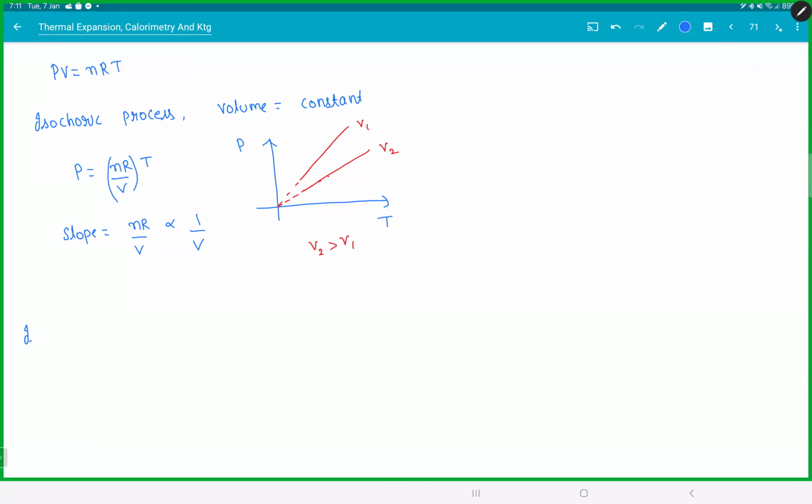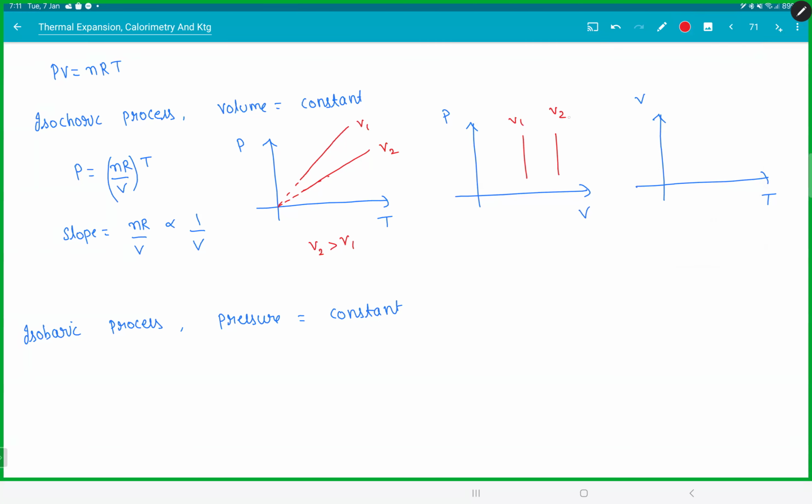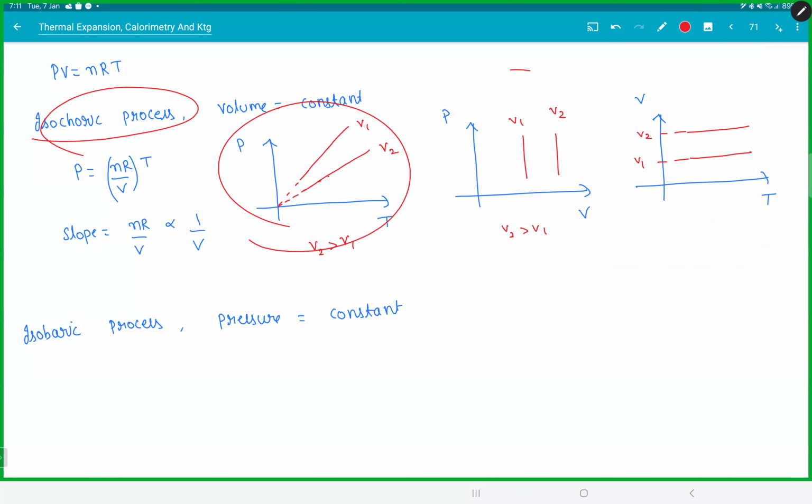How does an isobaric process look like? What is an isobaric process? Pressure is constant. Meaning, if I have to show you a little more, for example, how does it look in PV graph? How does it look in VT graph? In PV graph, it will look like this. V1, V2, V2 is greater than V1. In VT graph, it looks like this. V2, V1. Are you getting it? An isochoric process will look like this in PT graph, like this in PV graph, like this in VT graph. Is this making sense, everyone?